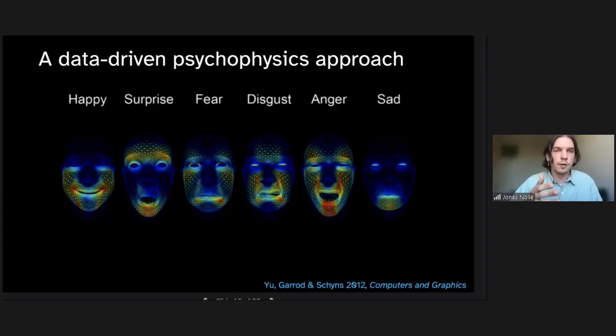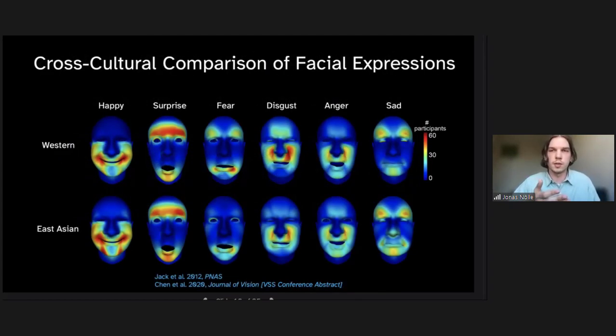A further benefit of this kind of agnostic approach, of course, is that it makes no a priori assumptions about which facial expressions are meaningful to whom. So if we want to study cultural variation, this is especially useful because it avoids experimental biases, and it's not dependent on our intuition of what we think about facial expressions. So here you can see, for example, facial expressions for Western and East Asian participants that we collected separately.